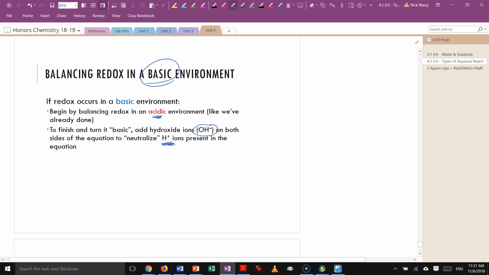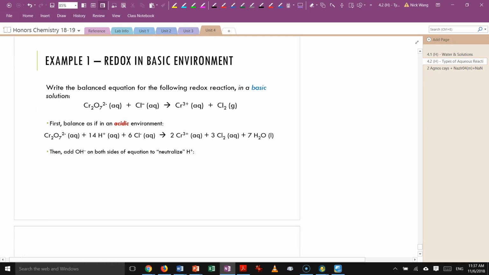So we're going to add enough OH- to neutralize the H+ in the acidic version so that we can flip it and make it basic. Let's go and see an example of how this might work.